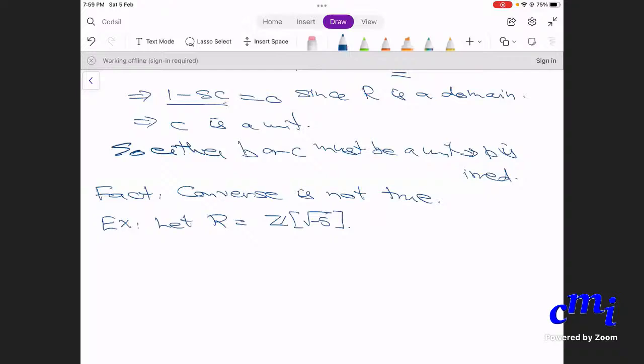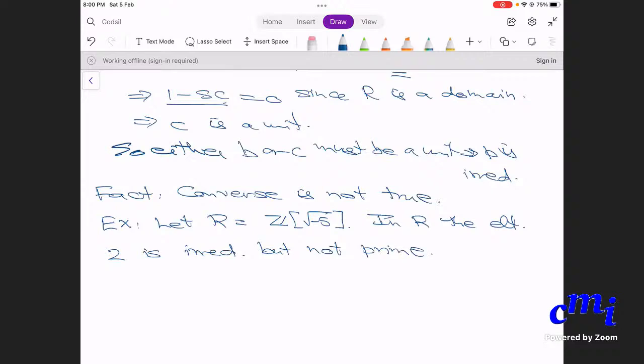Take 6. So the element 6 will have... okay. I want to give you an example of something which is irreducible but not a prime. So in R, the element 2 we can show is irreducible, but not prime.